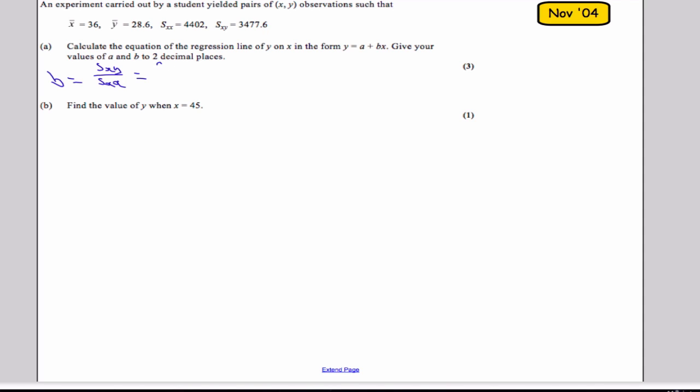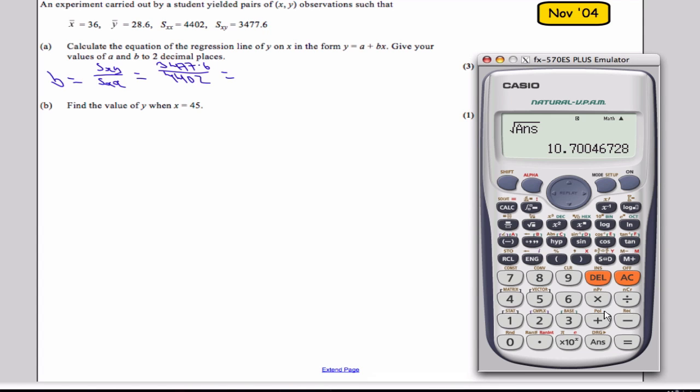So 3477.6 over 4402. 3477.6 over 4402 gives us, it says to 2 decimal places, 0.79.